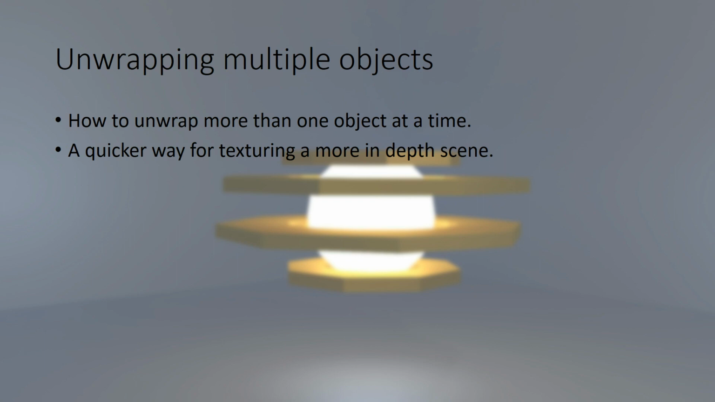Okay, question. Can I unwrap more than one object at the same time? Well, you can technically unwrap more than one mesh at the same time, but you have to join objects together temporarily so that they appear on the UV map. So I'm just going to show you the process of doing this: mapping more than one object on a single UV map.